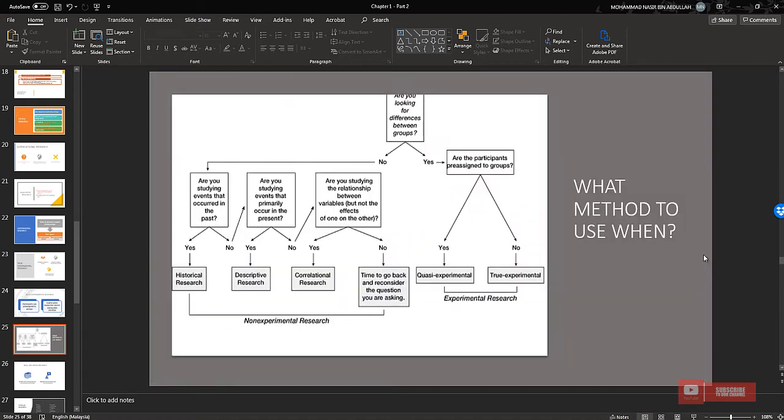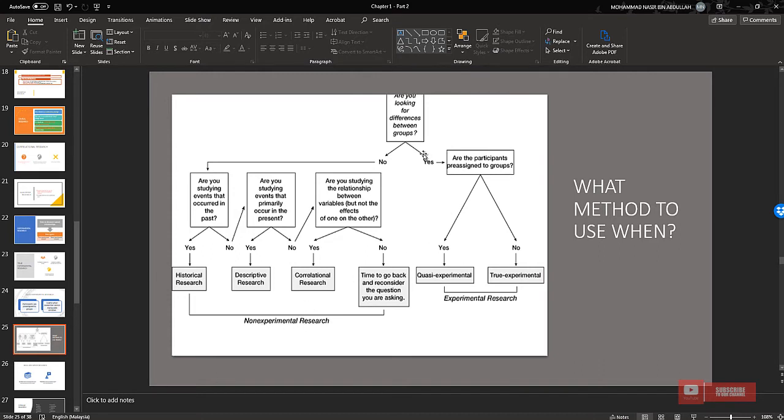So what method to use, and when? This is a good flowchart to look into for when to use the method and what method to use, right? The first question that you need to look at: are you looking for a difference between groups? If the answer is yes, you need to go for experimental research. If your answer is no, you are doing non-experimental research.